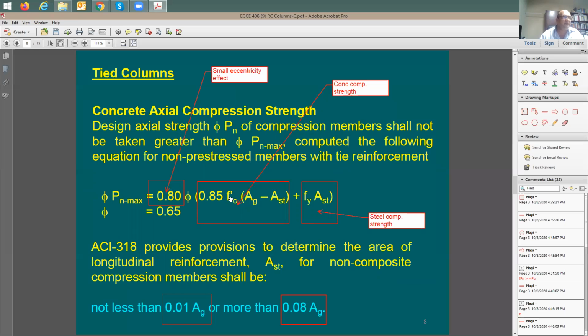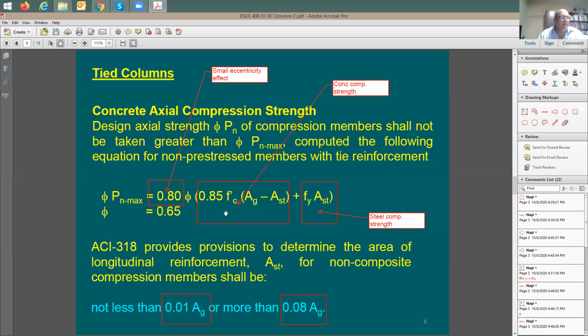But this equation here says if you have a small eccentricity, you should be able to ignore it, which means ignore the applied moment on the column, as long as the eccentricity is going to be called the small eccentricity. But we don't have a definition yet for the small eccentricity. Very soon, we're going to have a definition for it.